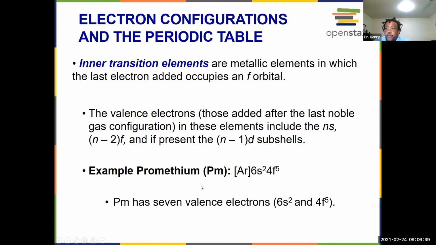So in the case of promethium, Pm, which is in the f block, its last electron is in the f orbital. Well, the f orbital isn't completely full. And the 4f isn't completely full, and the 6s isn't completely full. So in this case, we have a total of 7 valence electrons to work with.